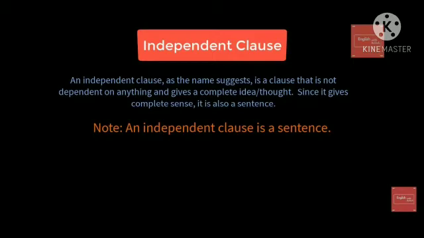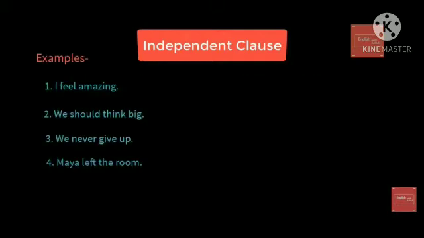An independent clause, as the name suggests, is a clause that is not dependent on anything and gives a complete idea or thought. Since it gives complete sense, it is also a sentence. An independent clause is a sentence.